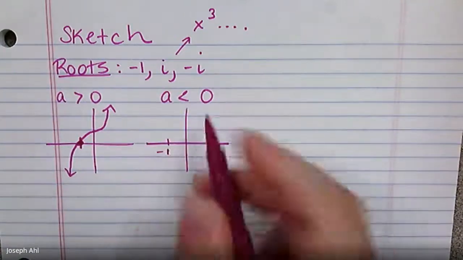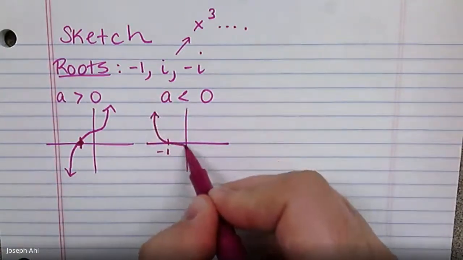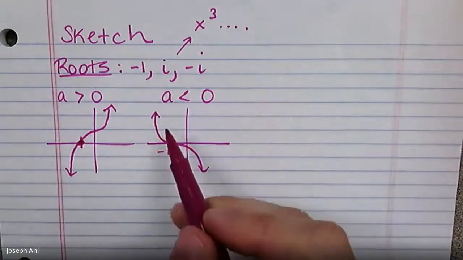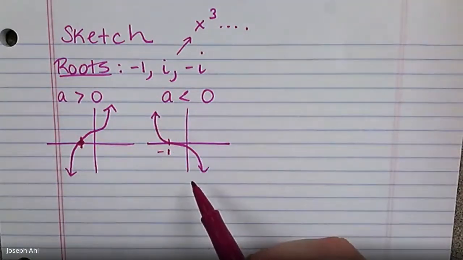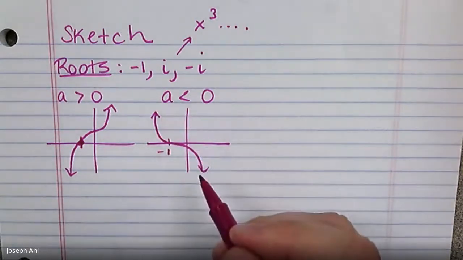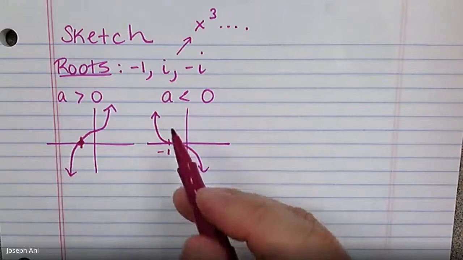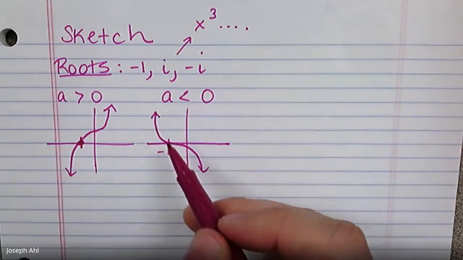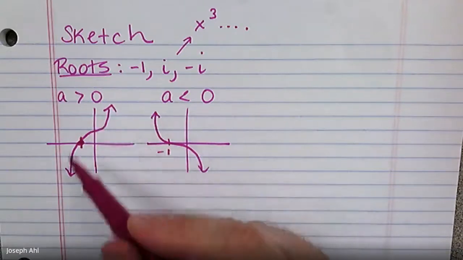Meanwhile, when a is negative, we're still going to cross at -1, but notice how the tails go in kind of opposite directions now. Right? The tail on the left goes up, the tail on the right goes down. So just make sure you're keeping track of those rules. And as far as what else is happening in the graph, we don't know. All I want to see is that it crosses only at -1 and that the tails are going in the right directions.